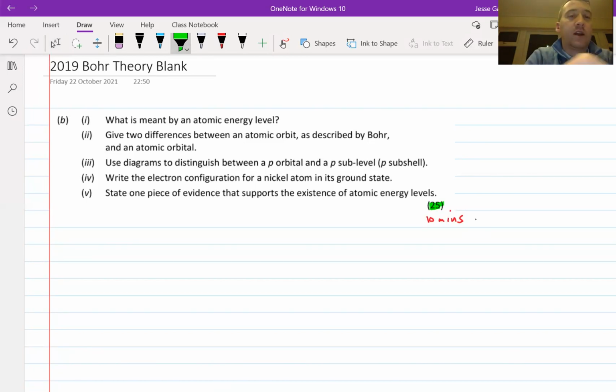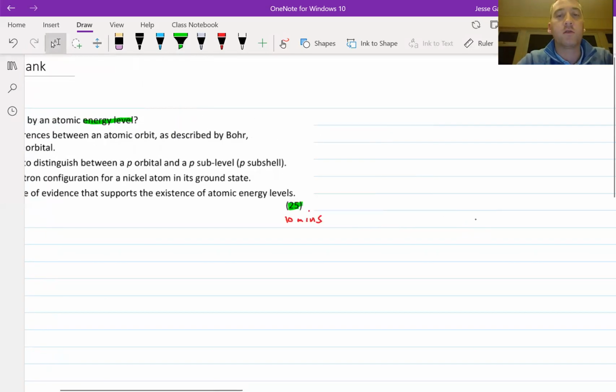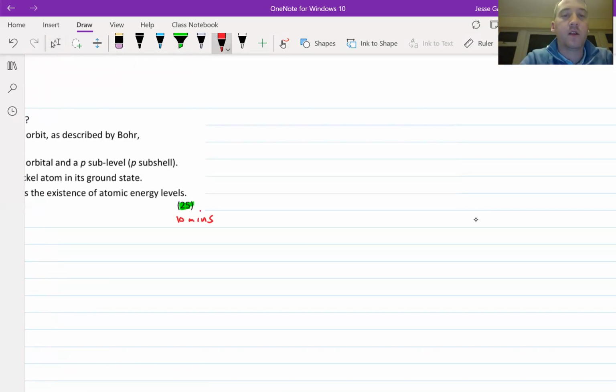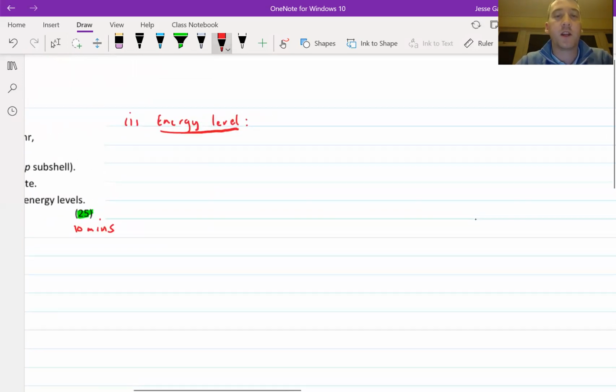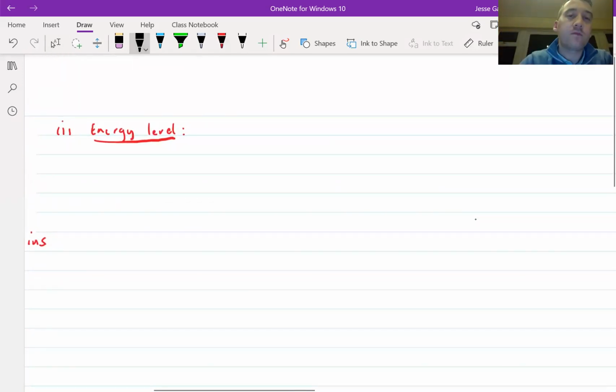All right, let's look at part 1. It says "what", so that's the command word. What is meant by atomic energy level? Very quickly, what we're doing here in part 1 is explaining the term energy level. So it's a definition basically. Pause the video now and write down the definition or the explanation for what an energy level is.